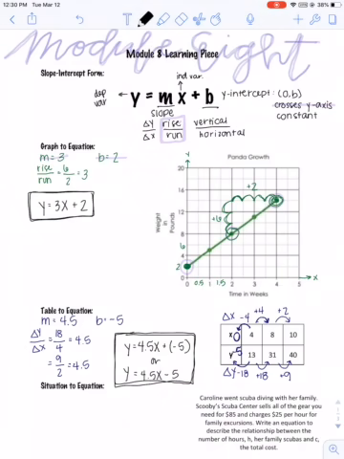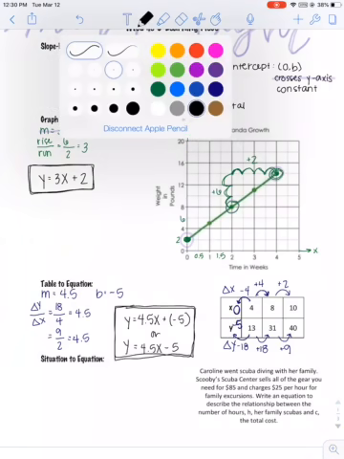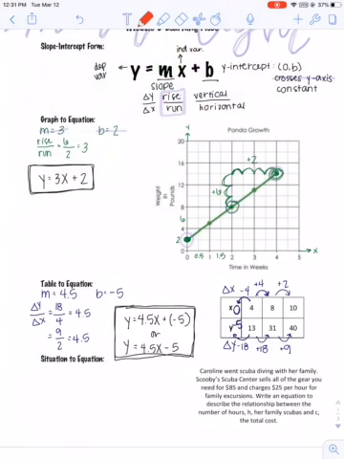Now let's look at a situation. So if I'm given a written situation, again, same idea. We're going to figure out our slope and our y-intercept. And remember, I described y-intercept as our constant. So as we're reading through this, see if you can figure out the constant so we know our y-intercept.